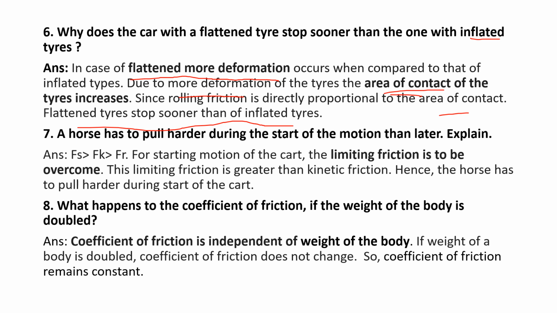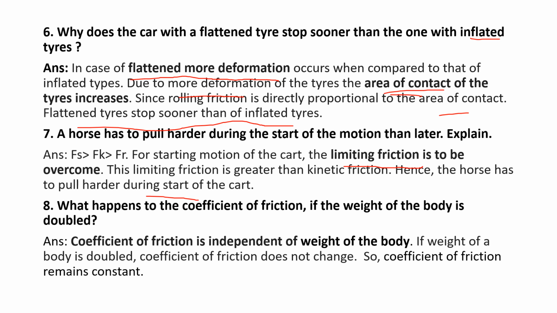So the next question. A horse has to pull harder during the start of the motion than later. Explain. For starting the motion of the cart, the limiting friction has to be overcome. This limiting friction is greater than the kinetic friction. Hence, the horse has to pull harder during the start of the cart. We just need to overcome the limiting friction. To overcome the limiting friction only, we are pulling harder during the start of the cart.